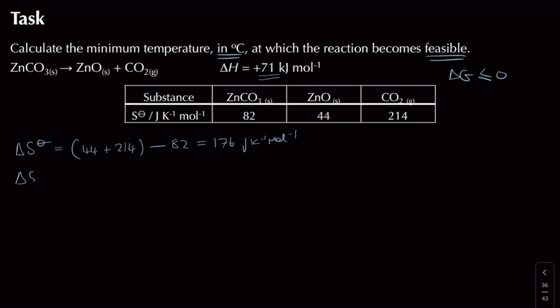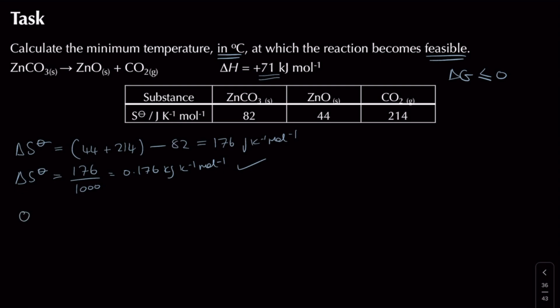But of course, we want entropy change to be in kilojoules per Kelvin per mole, and of course that would be me dividing that number by 1000. So 176 divided by 1000, that gives me 0.176, and that's going to be kilojoules per Kelvin per mole. And then there's my first part done. Now the next part, you need to be able to rearrange this again. So remember, when delta G is equal to 0 or almost 0, you know the reaction becomes feasible at that temperature, and you rearrange to find temperature.